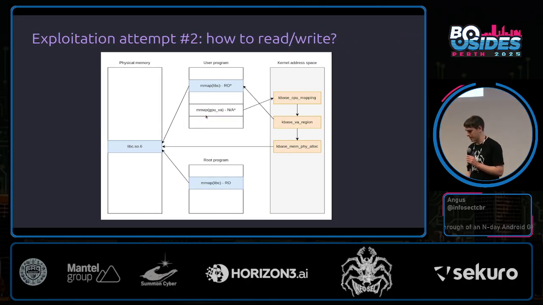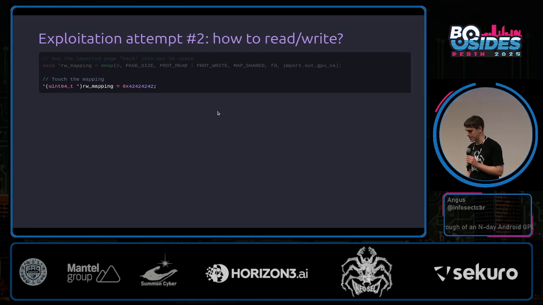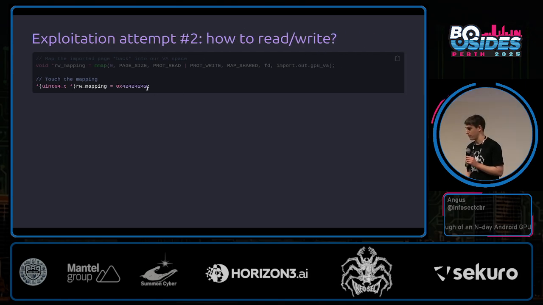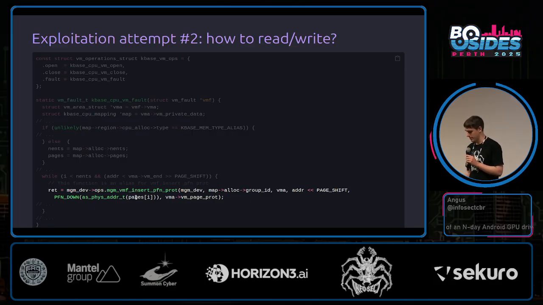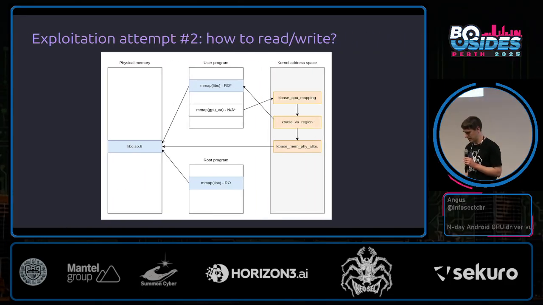So we've turned this handle into a new mapping, and then when we touch it for the first time, by just writing some data to it, it's going to trigger a page fault. The page fault is just going to insert that mapping into our CPU address space using this VMF insert PFN prot function. And so now we have a second mapping here that's pointing to the same underlying physical memory, except this time we have both read and write permissions to it. So this is a success.